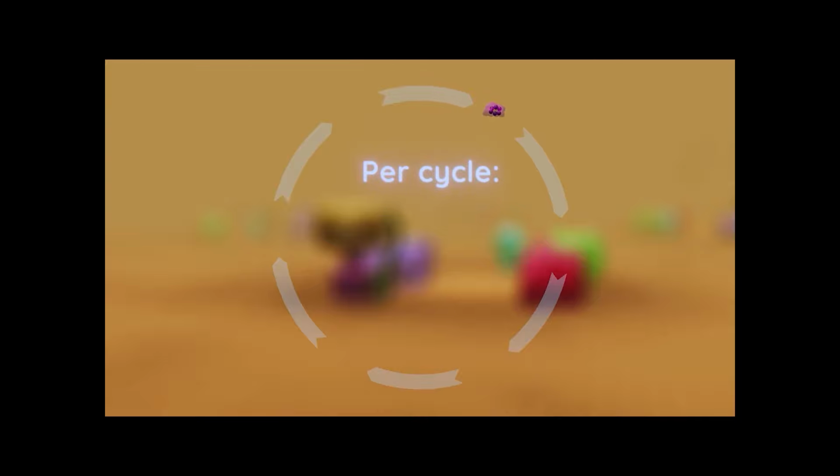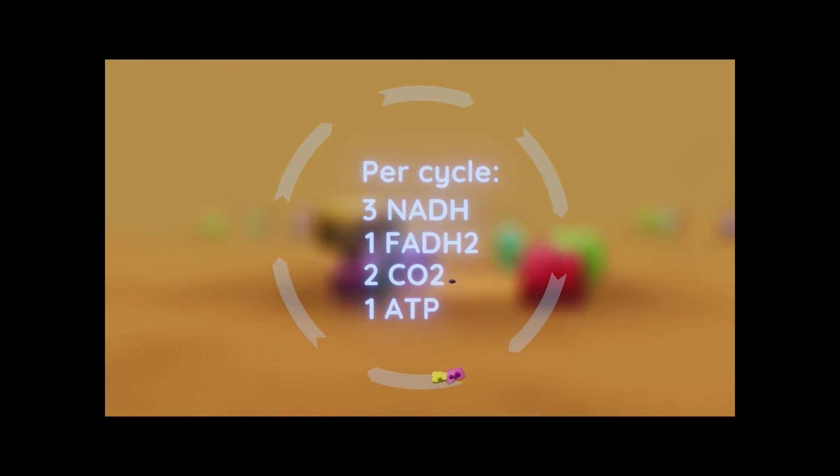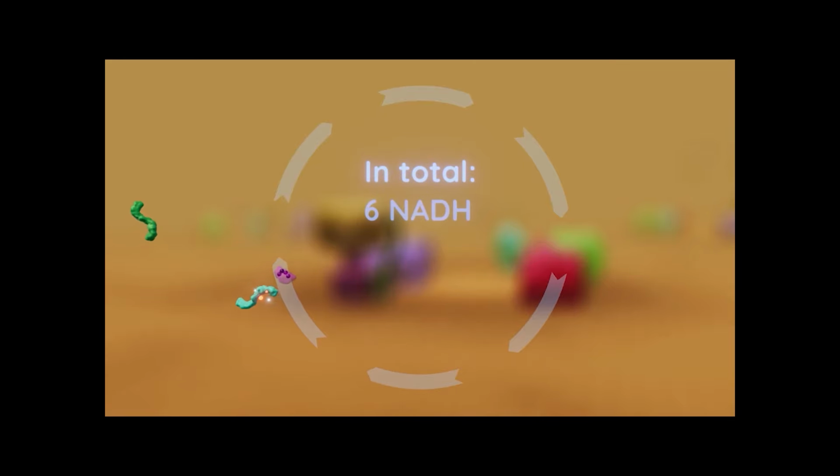Each cycle produces 3 NADH, 1 FADH2, 2 CO2, and 1 ATP. Since there are 2 acetyl-CoA molecules, the CAC results in a total of 6 NADH, 2 FADH2, 4 CO2, and 2 ATP.